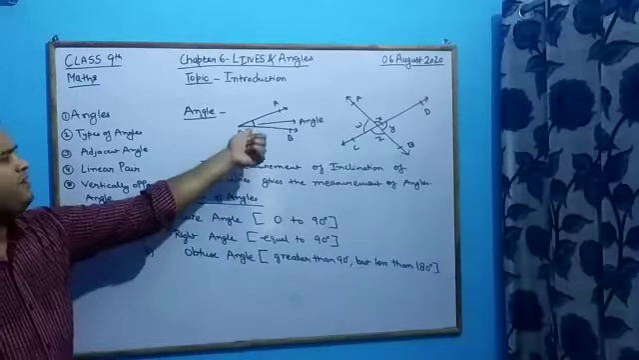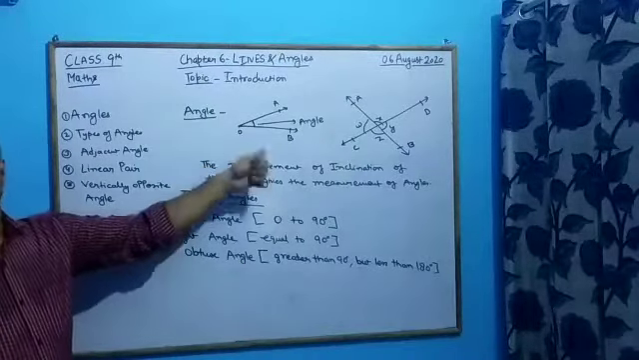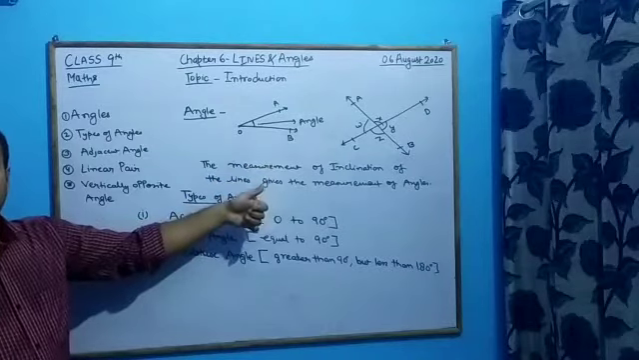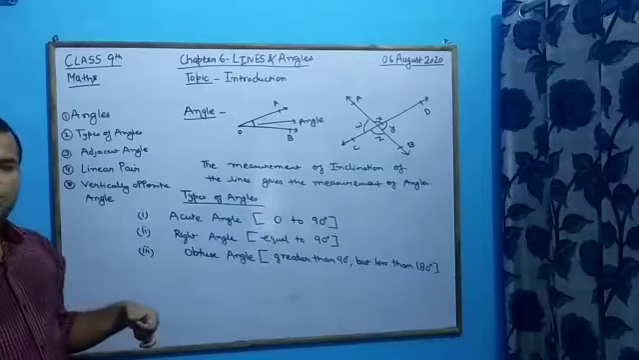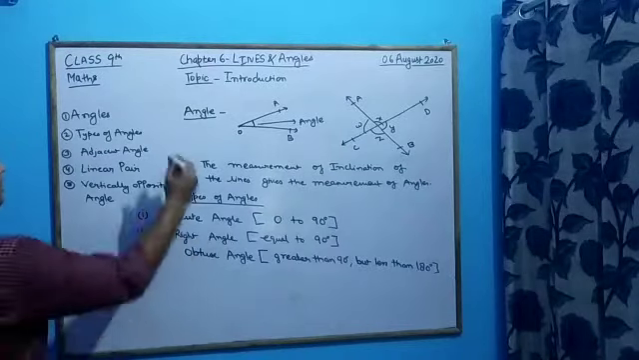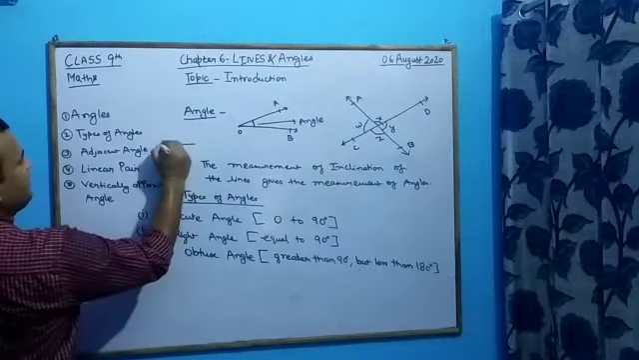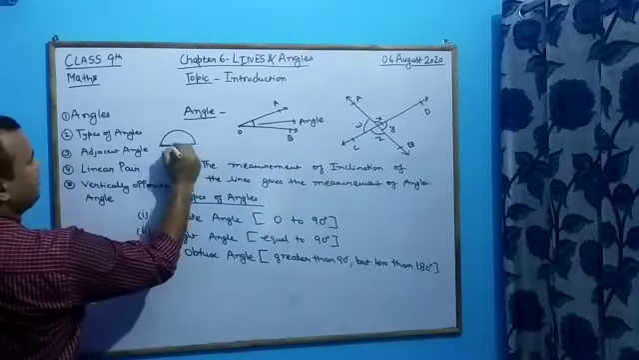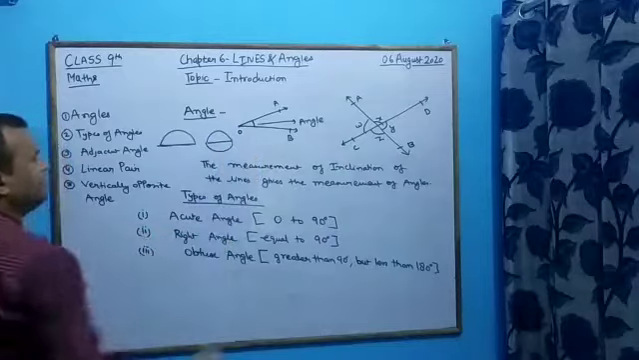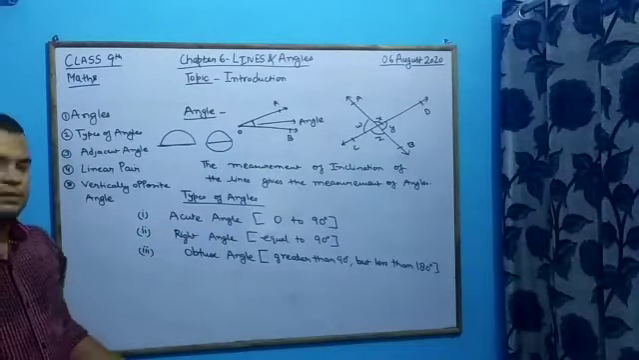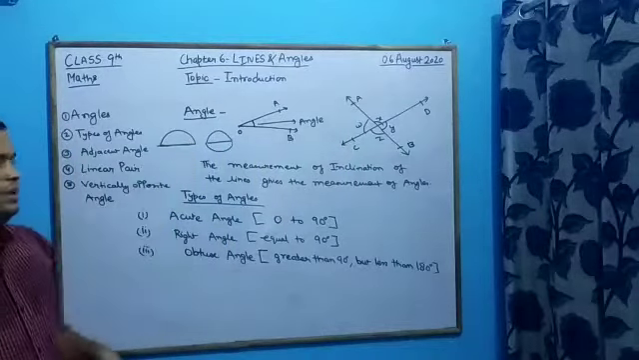How do we measure an angle? We measure an angle with the help of a protractor. A protractor is called chanda in Hindi. You can see the protractor like this, a protractor set, or it can also be in the shape of this. Various measurements are given on it.